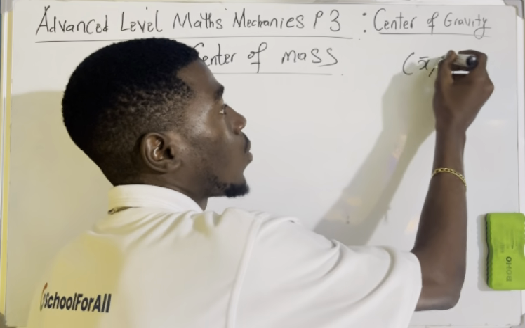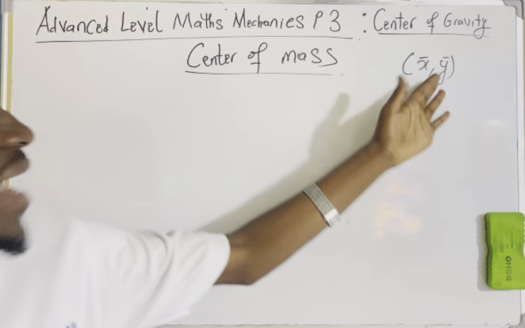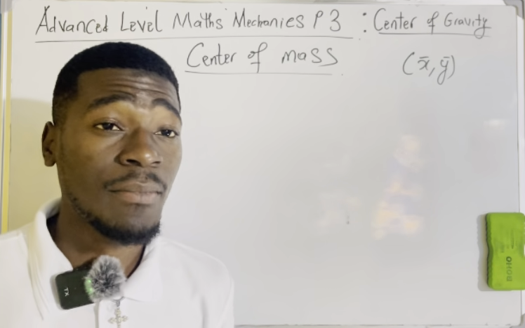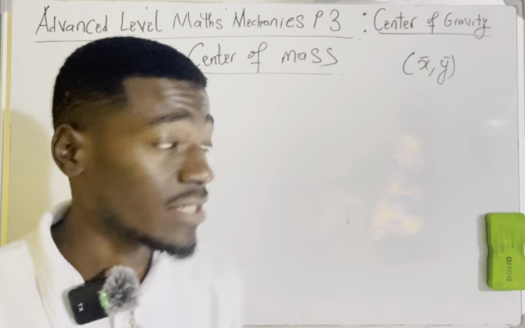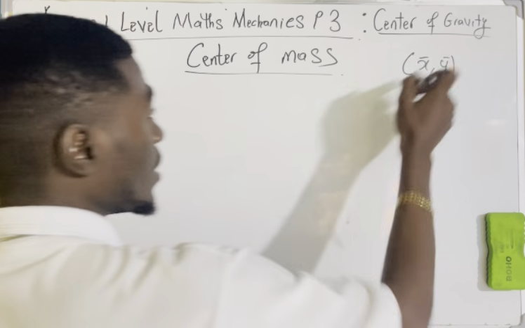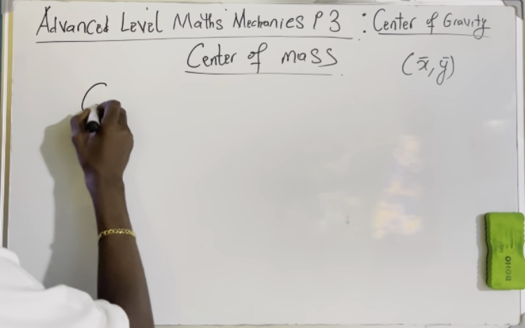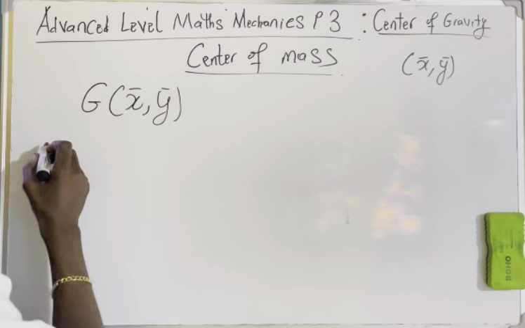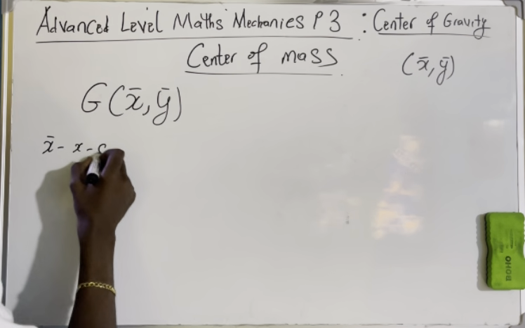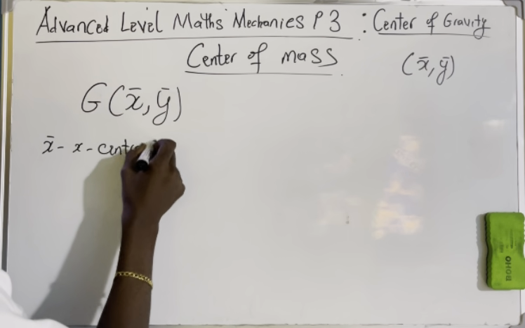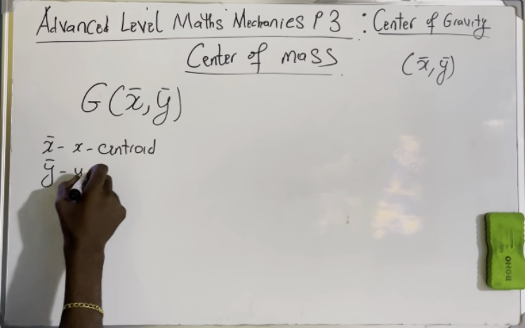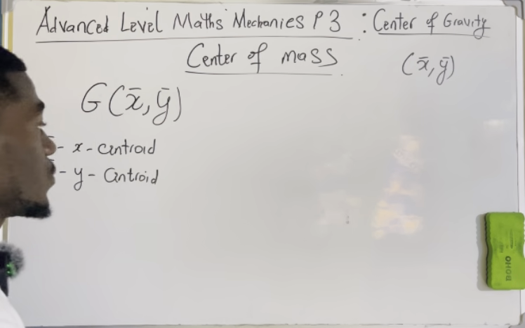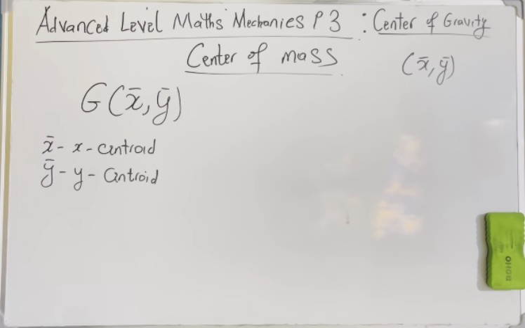Let's say x bar and y bar. While using those coordinates, I can easily locate where all the mass of a system or of a body is concentrated. So it is denoted as G (x bar, y bar), where x bar is the x centroid and y bar is the y centroid. That is the distance from the center of mass to the y axis.